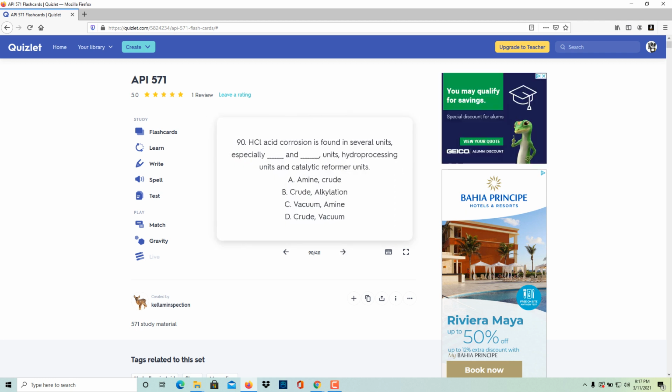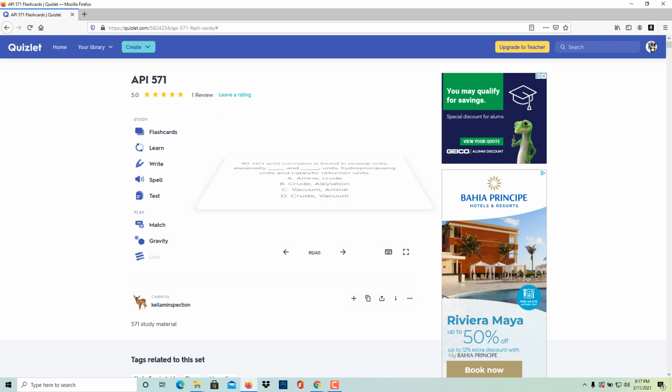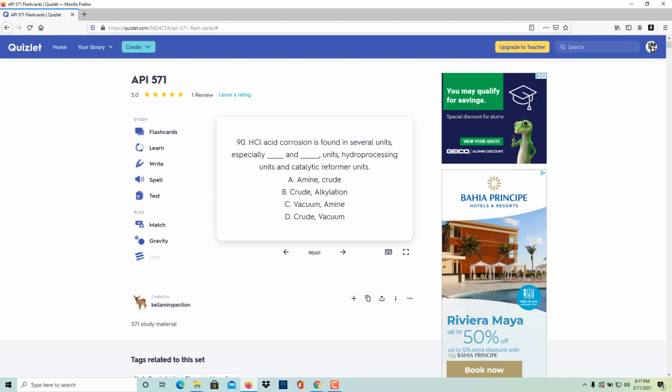HCl acid corrosion is found in several units, especially what units? Hydroprocessing units and catalytic reformer units. Amine and crude units, maybe? Nope. Crude and vacuum. Hydrochloric acid, crude and vacuum units.